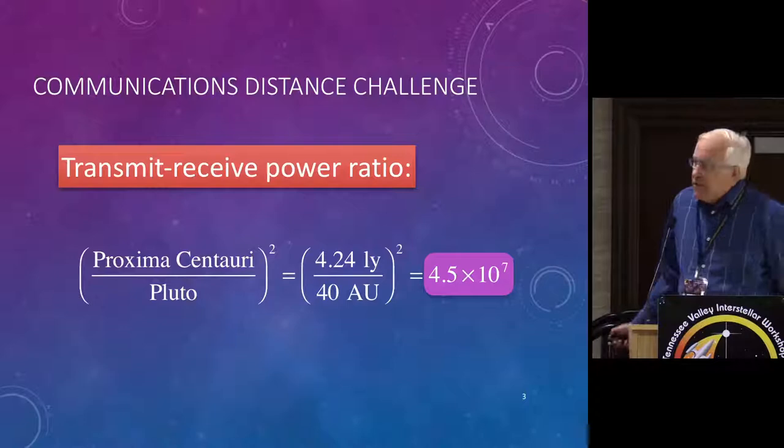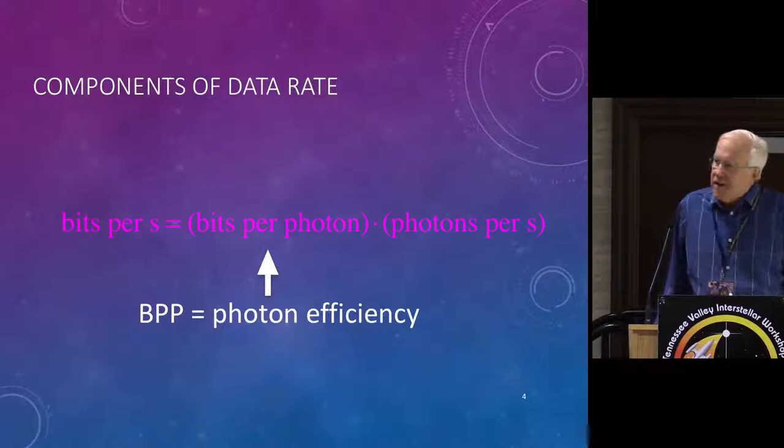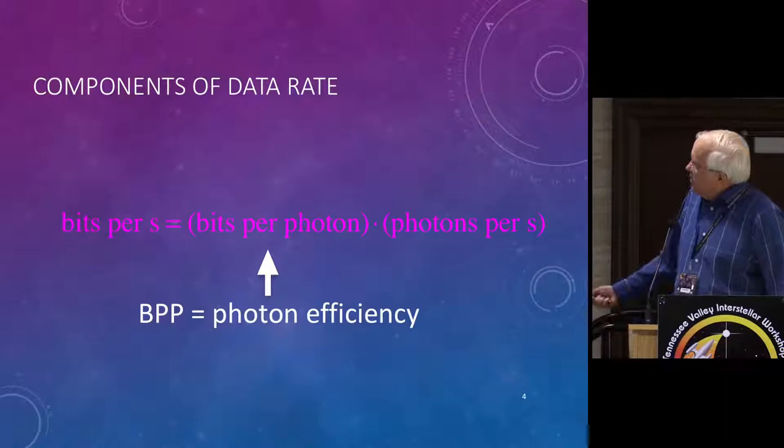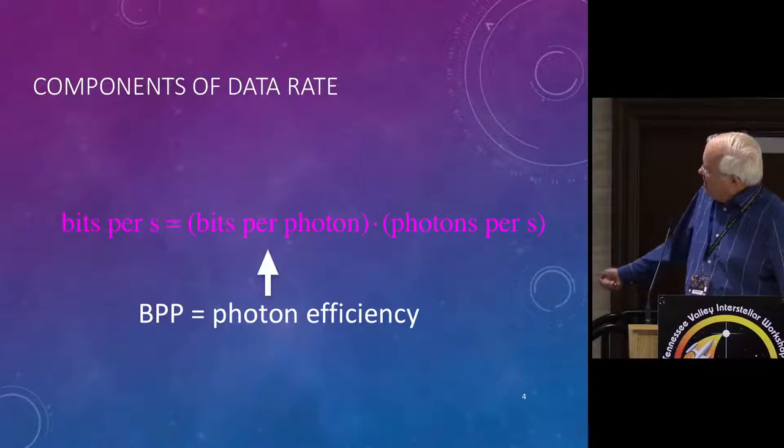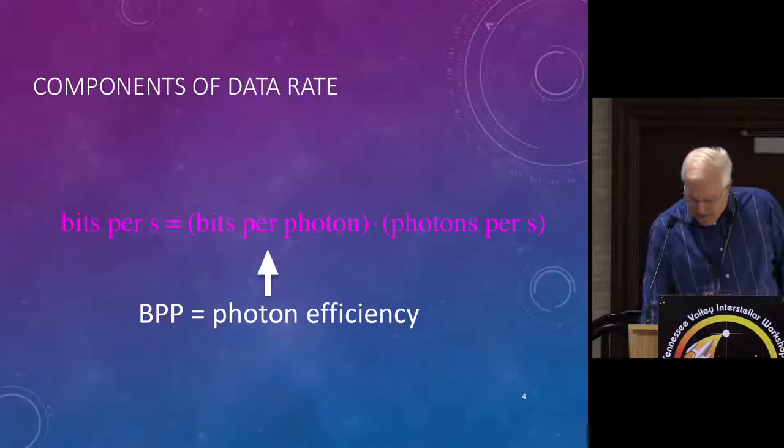Before I get into that, let me define one key parameter, which is going to occupy about the final third of my talk, which is the bits per photon, or the photon efficiency. The bits per second, the data rate that we're getting back, is the bits per photon times the photons per second. And the bits per photon is an opportunity to get more data back if we can increase that parameter. And that's something that us communications people are accustomed to doing.